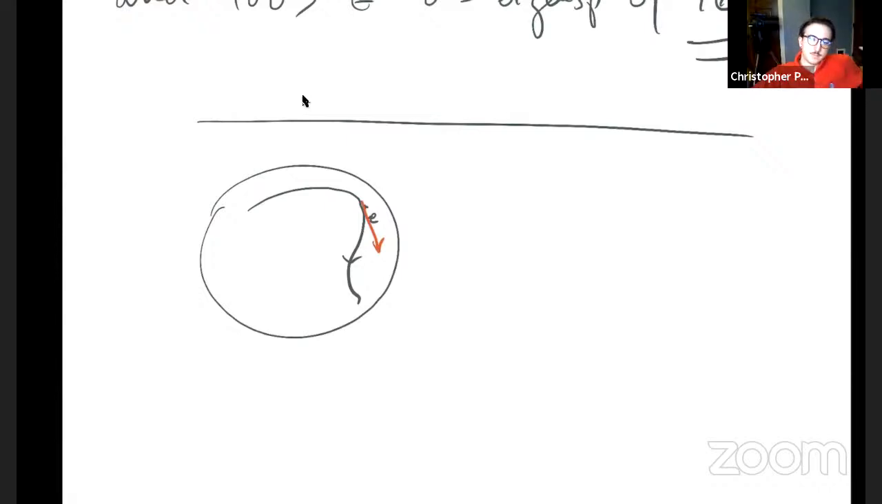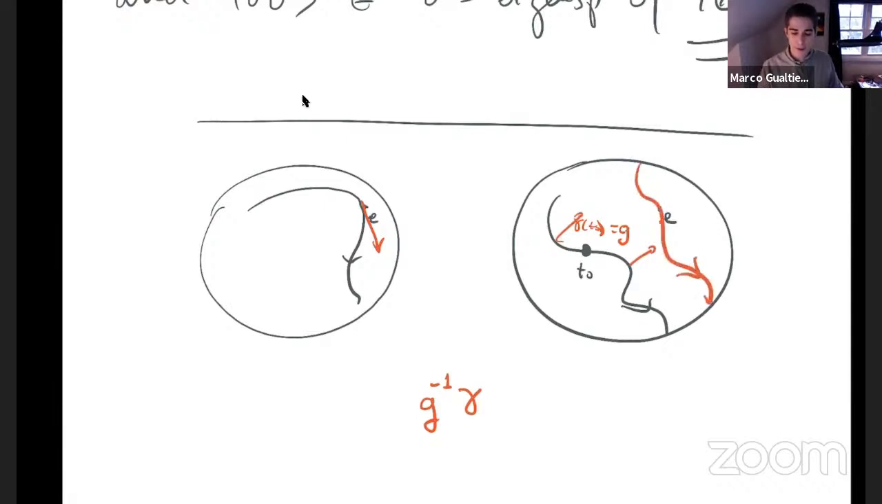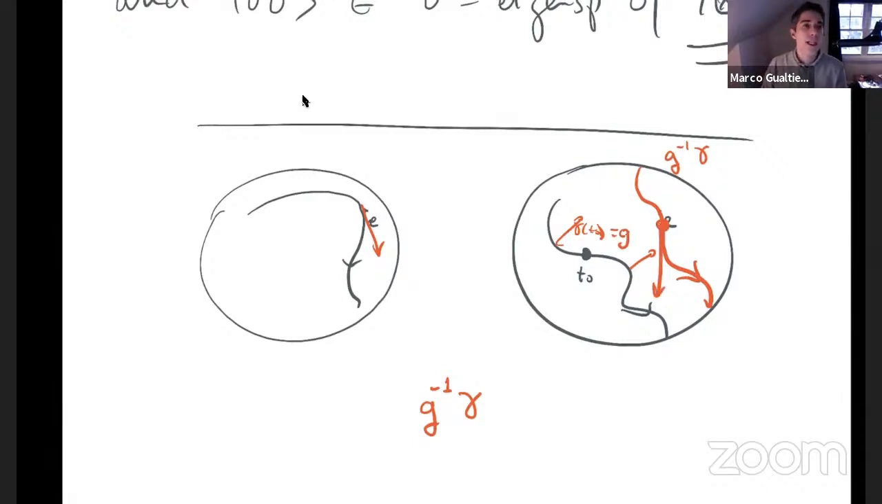On the other hand, you might have your group with your identity element, a path like this, and a point t naught you're interested in. You could take gamma of t naught, which is some group element, and left translate the entirety of gamma by g inverse. That brings the path through the identity, so it's now g inverse gamma. Then you take the derivative at t equals 0 and get a Lie algebra element.